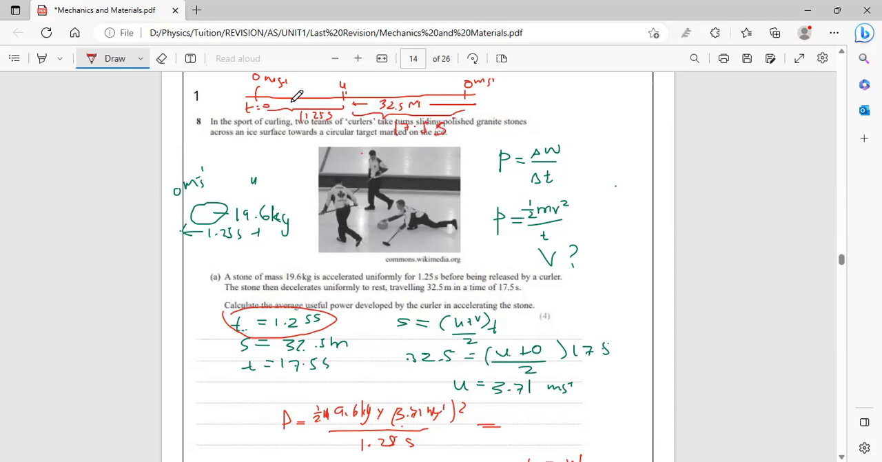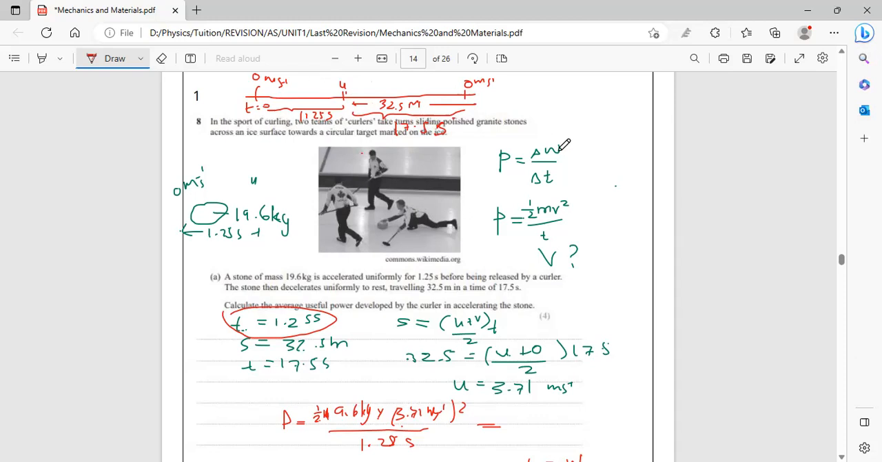Right, so now understand the scenario. Initially, it is accelerated from 0 to u, an unknown velocity, within 1.25 seconds. And then it decelerates for 17.5 seconds, and it travels 32.5 before it comes to rest. So final velocity is 0. Calculate the average useful power developed by the curler when accelerated.